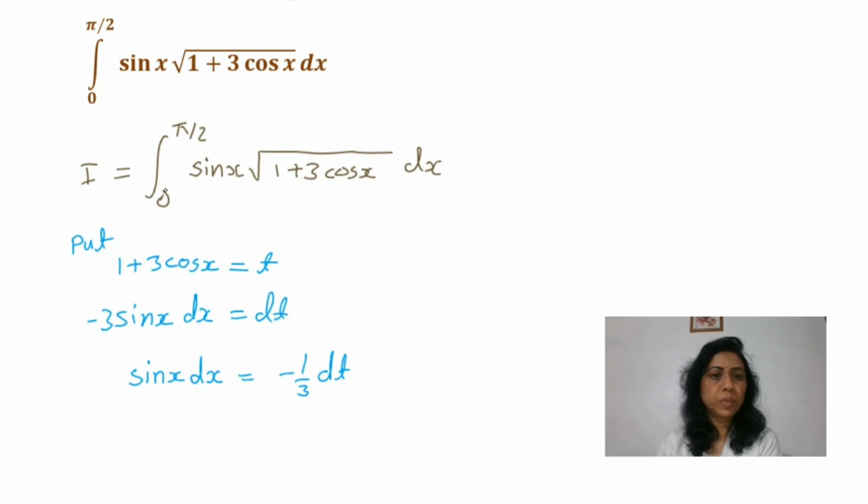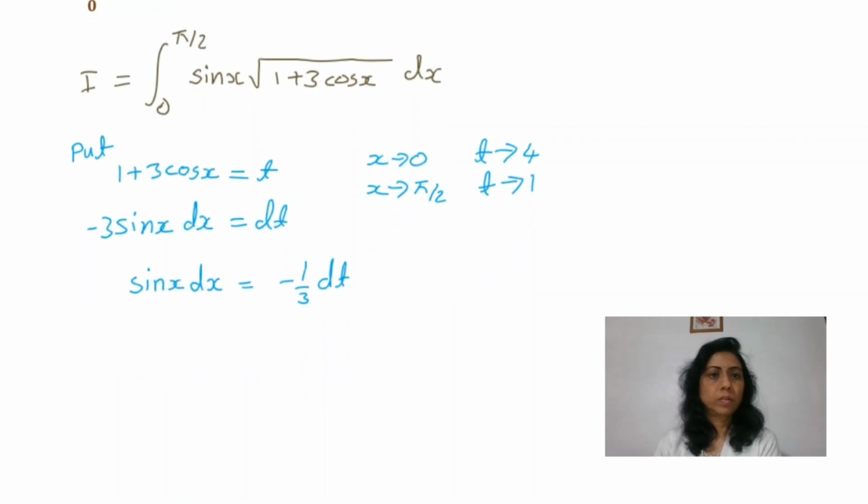And here the lower limit is 0. So when x tends to 0, cos 0 is 1, 1 times 3 is 3, 3 plus 1 is 4. So t tends to 4. When x tends to pi by 2, cos pi by 2 is 0, and 0 times 3 is 0. So 0 plus 1 is 1. t tends to 1. So the limits 0 to pi by 2 now become 4 to 1.